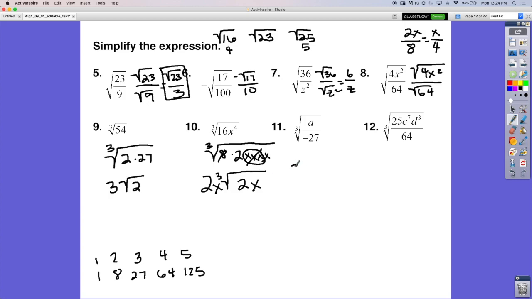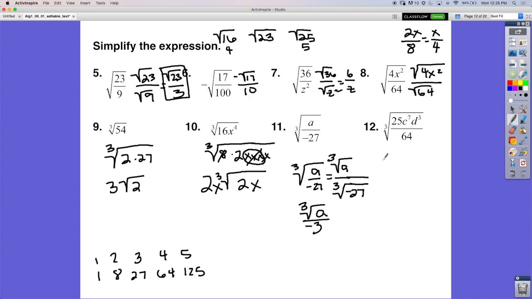Okay, let's do this one. The cube root of a over negative 27. I should have just split them. The cube root of a over the cube root of negative 27. Now, think about it. It's cube. What times what times what makes negative 27? Negative 3. So it's going to be negative 3 on the denominator. Is a a cube? No. So you leave that one as is in the radical form.